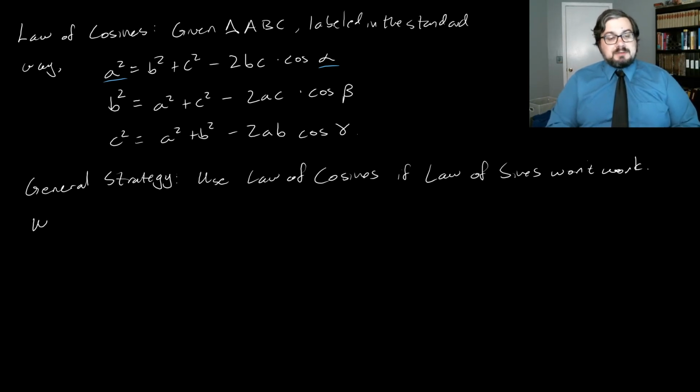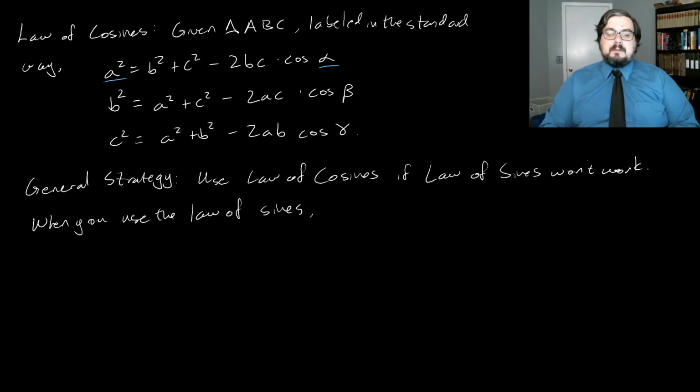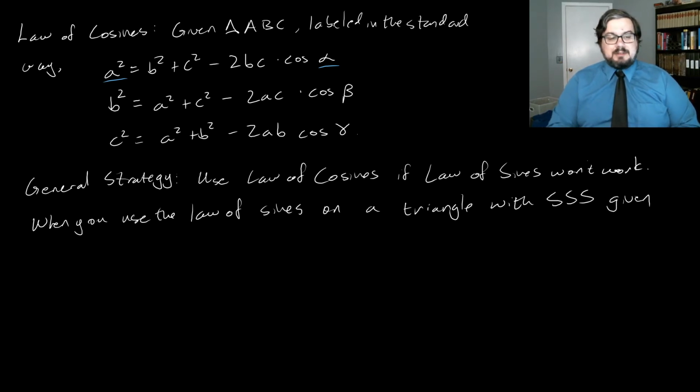When you use the law of cosines on a triangle with side, side, side given information, that is, if the problem gives you just the three sides of the triangle and no angles, solve for the largest angle first.